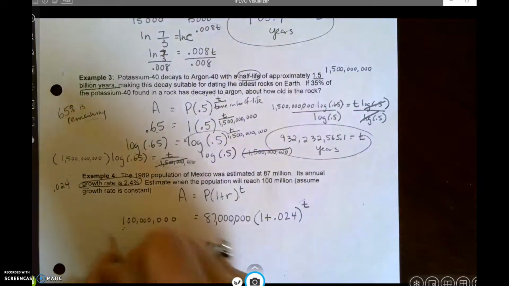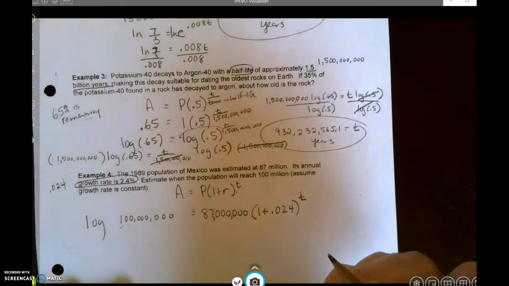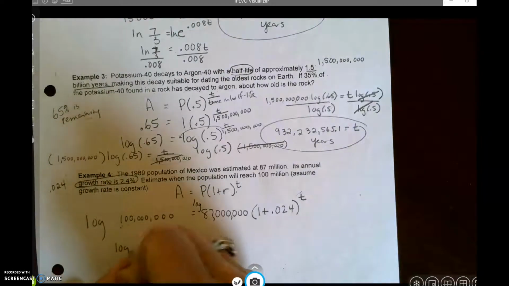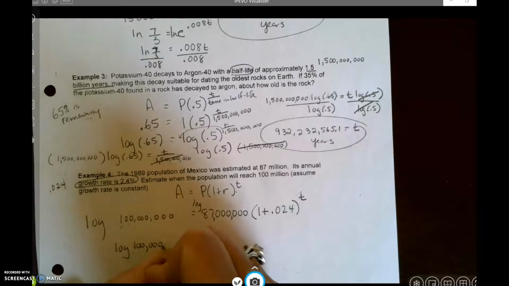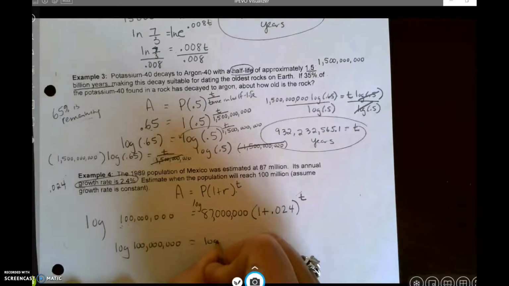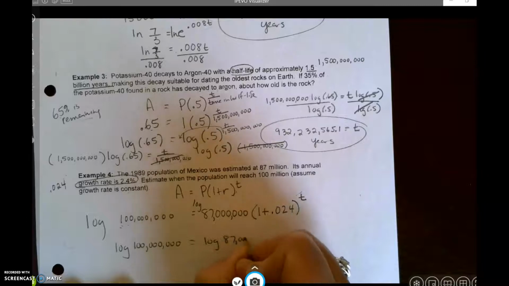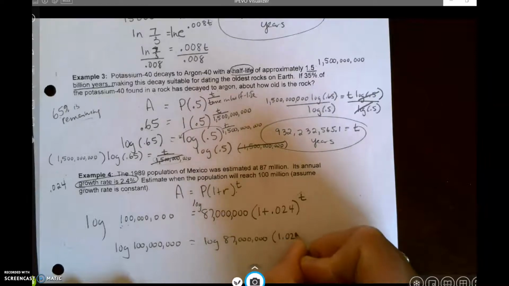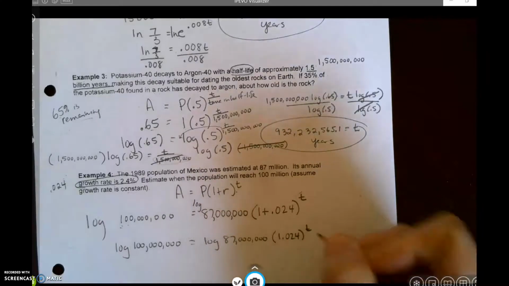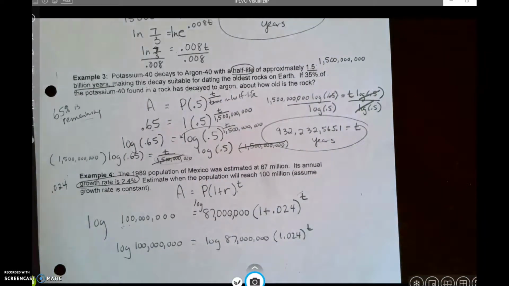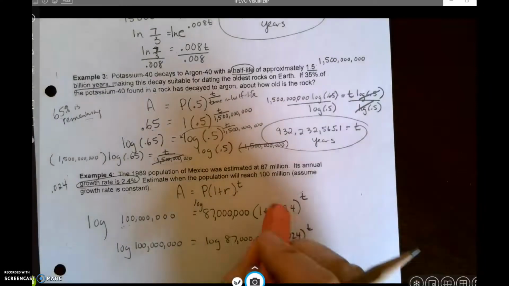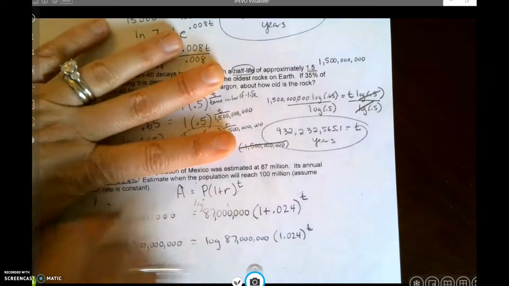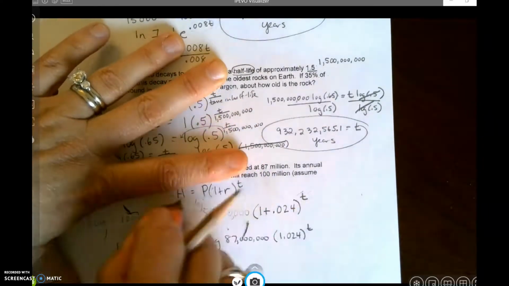Okay, so log of both sides, I'm going to take the log of this and the log of this, and I get the log of 100 million equals the log of 87 million times 1.024 to the t. I did not want to do my log there. So sorry. I think it was this 1 plus that was just throwing my brain off for a second. Sometimes I've got to think through the problem for a second.